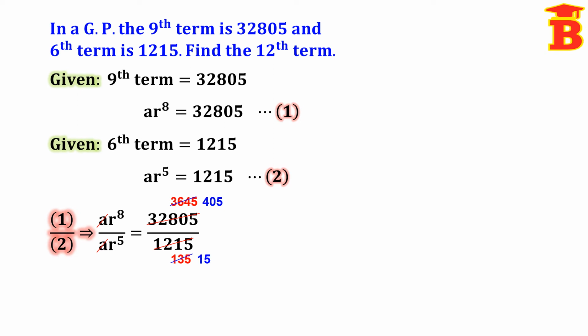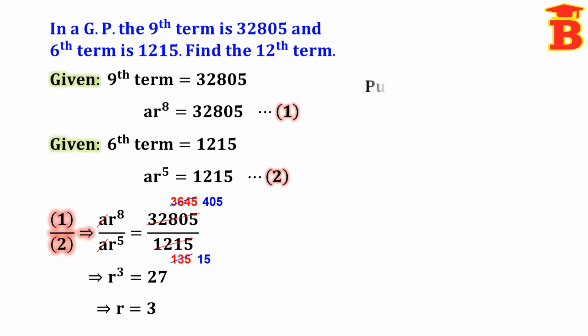Again we can cancel by 9. So we get 405 divided by 15. And again we can cancel by 15. So 27 times. Left side r cube equal to right side 27. This implies r equal to 3 because 3 cube only is 27.